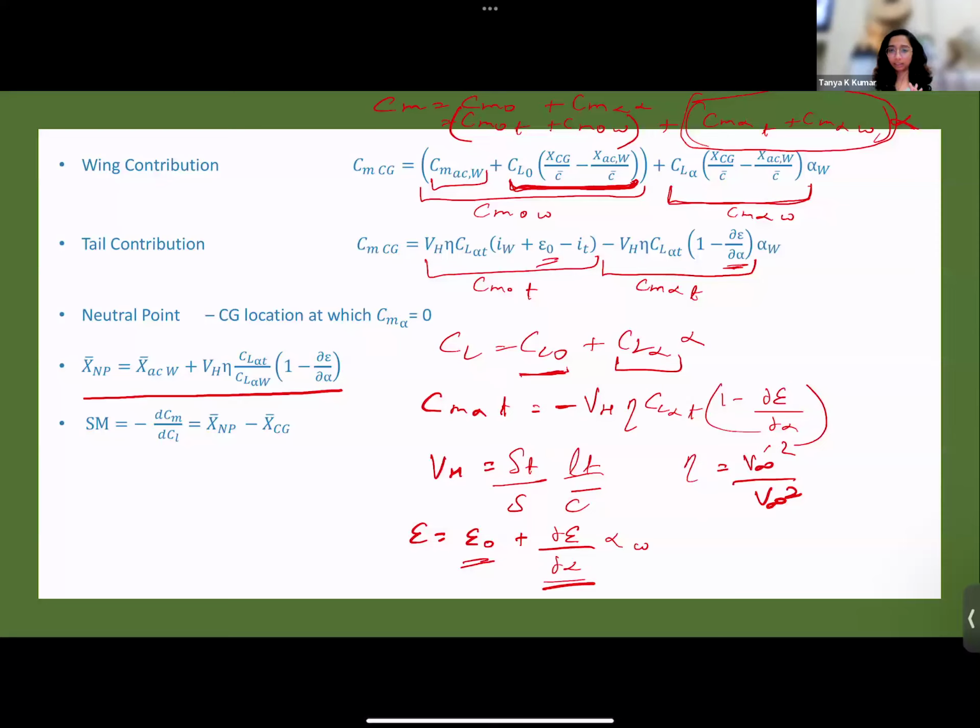Static margin is like a quantitative measurement of the stability of an aircraft. So the greater the static margin, the greater is the stability of the aircraft. Static margin is defined as negative of dCM upon dCL, negative of the slope. And it is XNP minus XCG. So for a statically stable aircraft, will your static margin be positive, negative, or 0?